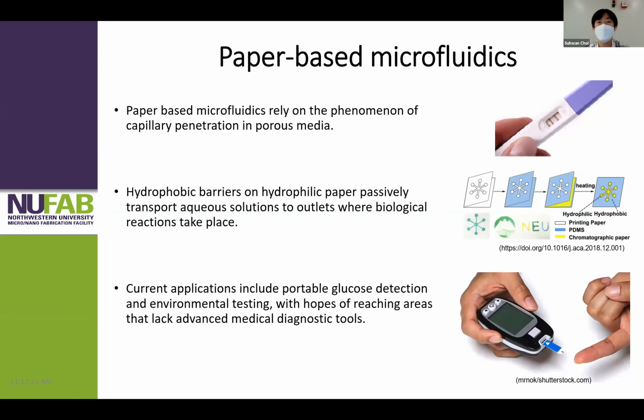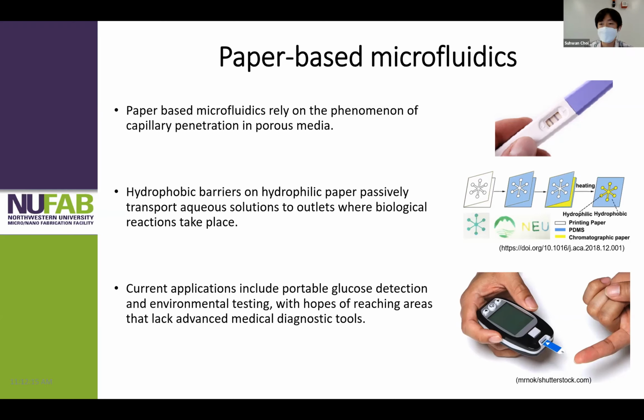And paper-based microfluidics. One example is the pregnancy tester, which is one of the paper-based microfluidic applications. Paper-based microfluidics relies on the phenomenon of capillary penetration in porous media. People use paper and make regions hydrophobic and hydrophilic. The hydrophobic region is the barrier, so the liquid only penetrates within the hydrophilic area.